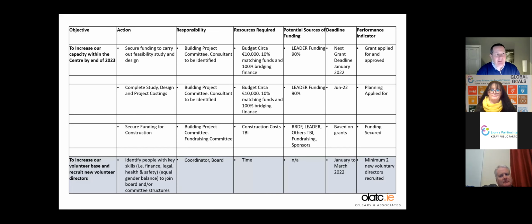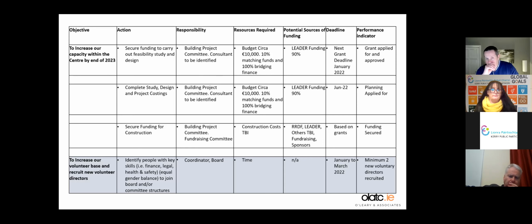Okay, so the example that I've just given you here is a random example, but basically one of the objectives was to increase the capacity within the community centre by the end of 2023. Actually, that should be 2022. So the actions there would be, first of all, this group would have to go off and look at doing a feasibility study and getting some design work done on their building that they want to extend. So the action is to secure funding to carry out a feasibility study and design. The responsibility, so in this case, they would be advised to set up a building project committee with maybe 4 or 5 people that would be responsible for this project.